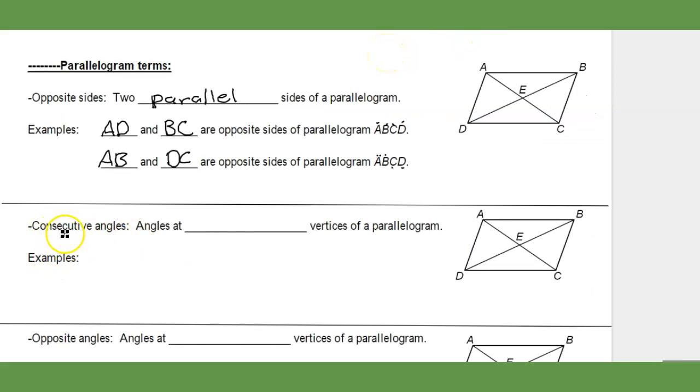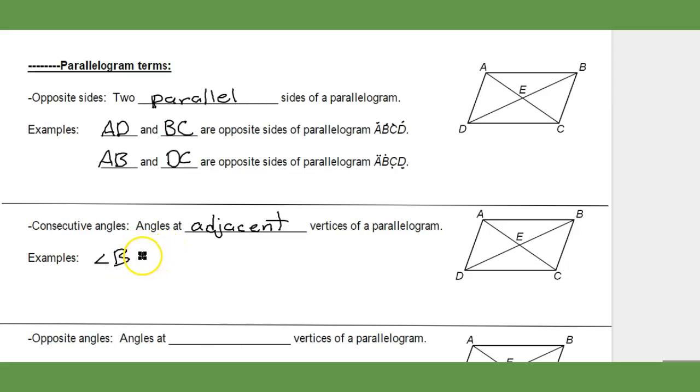We have consecutive angles, which are angles at adjacent, or next to, vertices. So for example, we got 4 sets. So A and B are adjacent. They are consecutive angles. We have A and D, those are consecutive. And we have C and B, those are consecutive, and C and D. So 4 sets here.